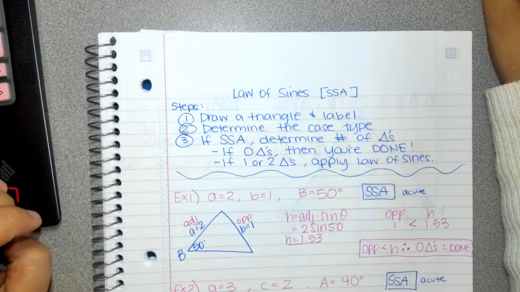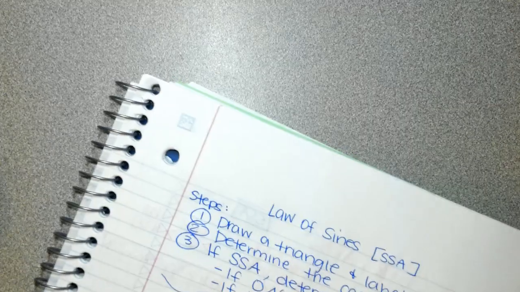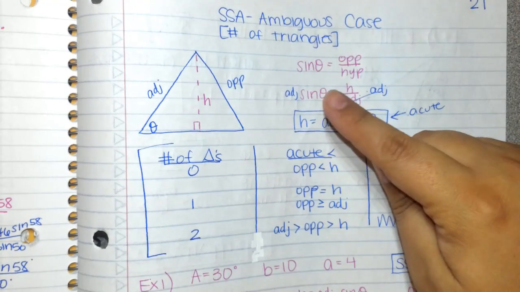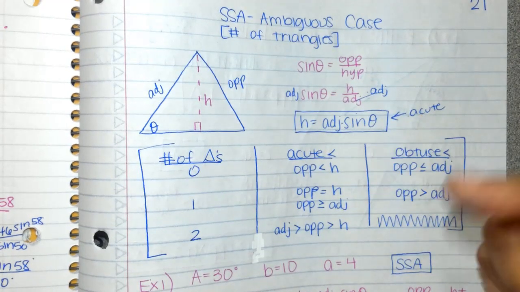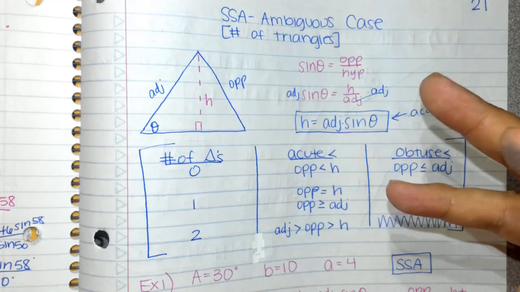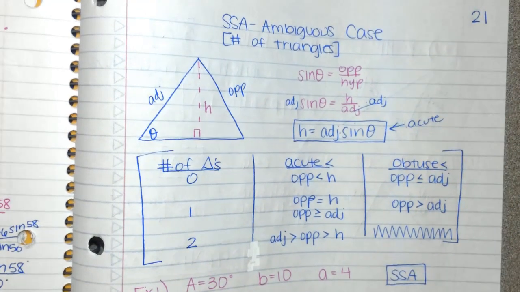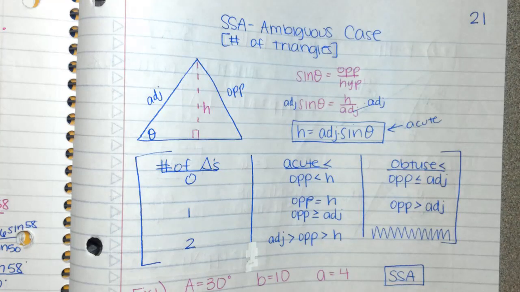So again, on Friday we did 2 pages of notes. The first page of notes was going over how many triangles there are if it's SSA. As a reminder, if it's SSS, ASA, or AAS, it's just one triangle. But if it's SSA, you need to do certain things to figure out if it exists or not, and if it does exist, how many triangles.